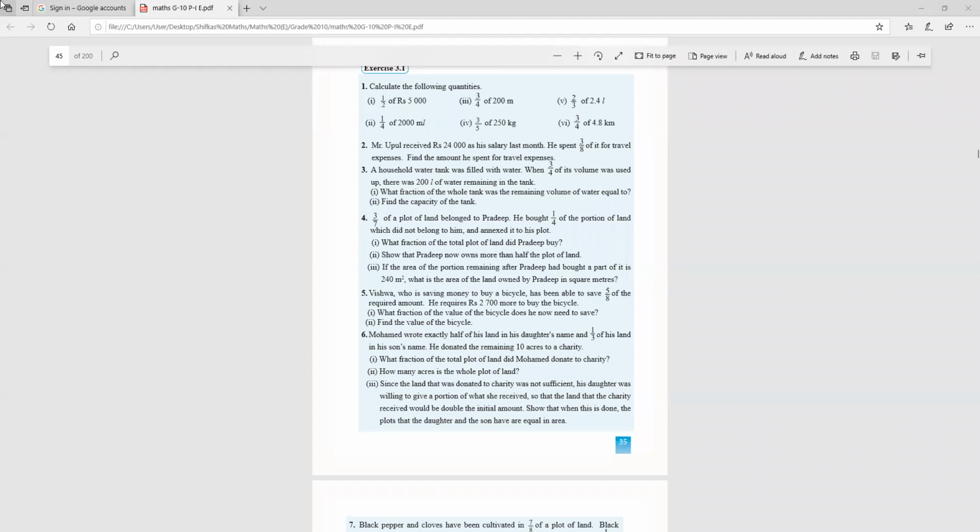Okay, children. Now we are going to move to the imagination word problem. Okay, I'm going to read the question. Don't read quickly and finish it.